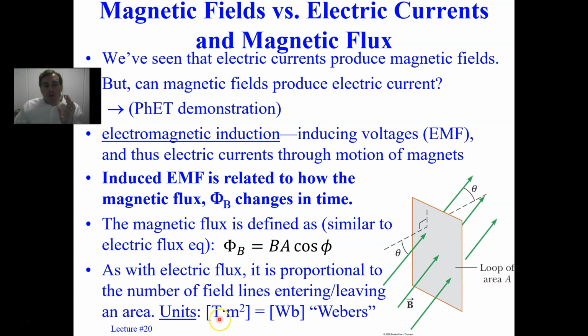The units for magnetic flux is going to be Teslas times meters squared, because that's the units of magnetic field and area, cosine of phi being a dimensionless number. And by the way, the technical unit for that is actually called Webers. So Webers is not often used. A lot of people still just write Teslas times meters squared. But in any case, you will see that unit out there for magnetic flux.